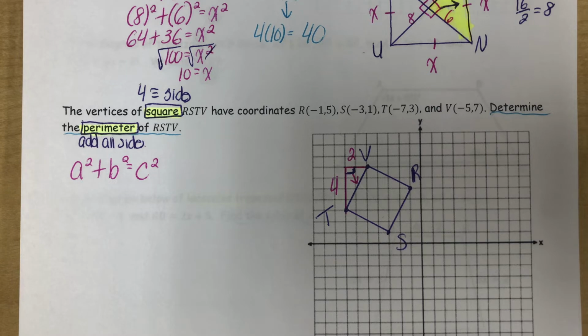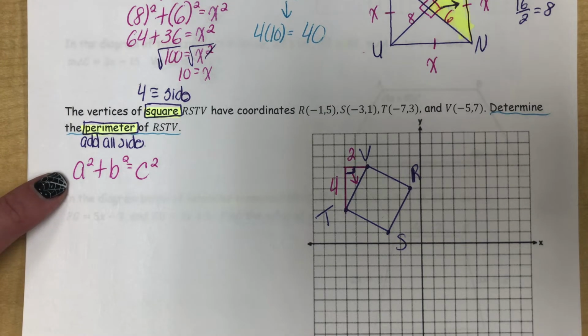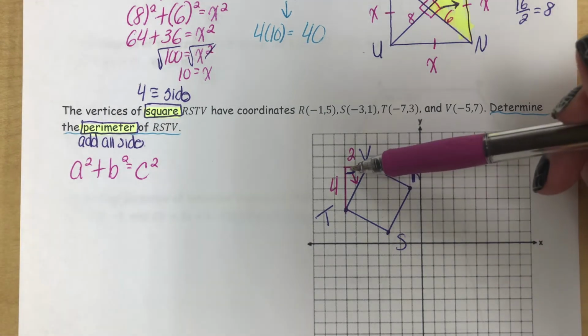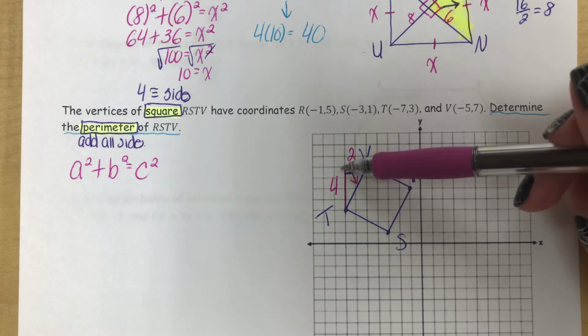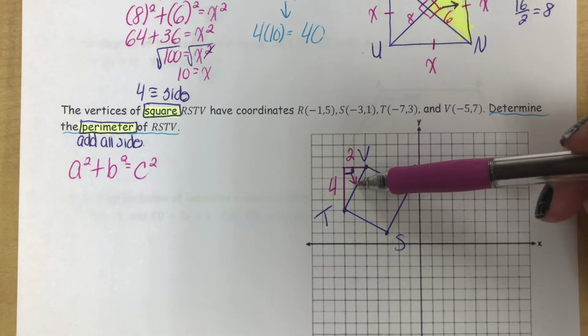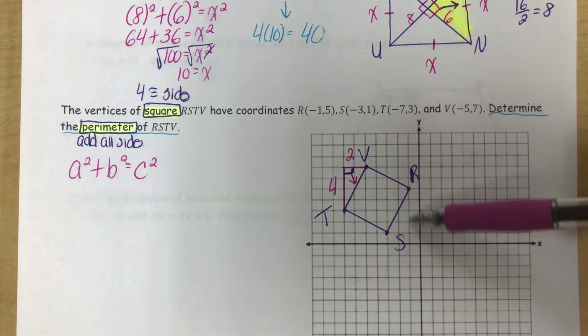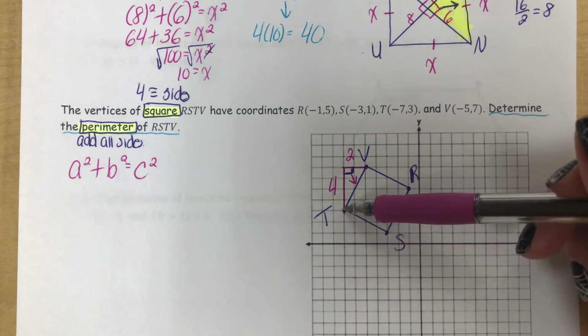So when that happens, the only way we have learned to find the missing side of any shape is by using Pythagorean theorem. And I can only use Pythagorean theorem on a right triangle. So I knew that I had to create a right triangle around one of these missing sides. I could have done it on all of them, but what do you know about all the sides of a square?